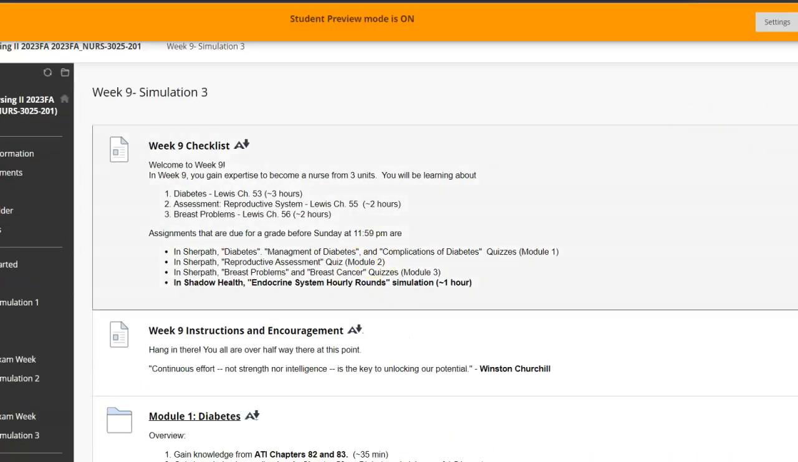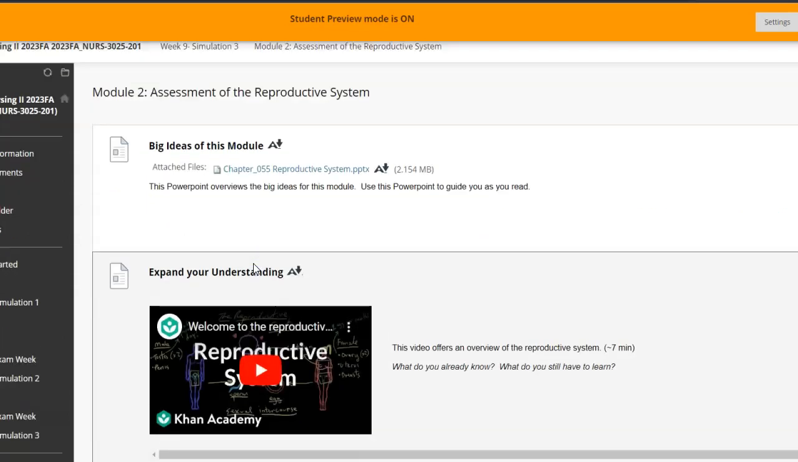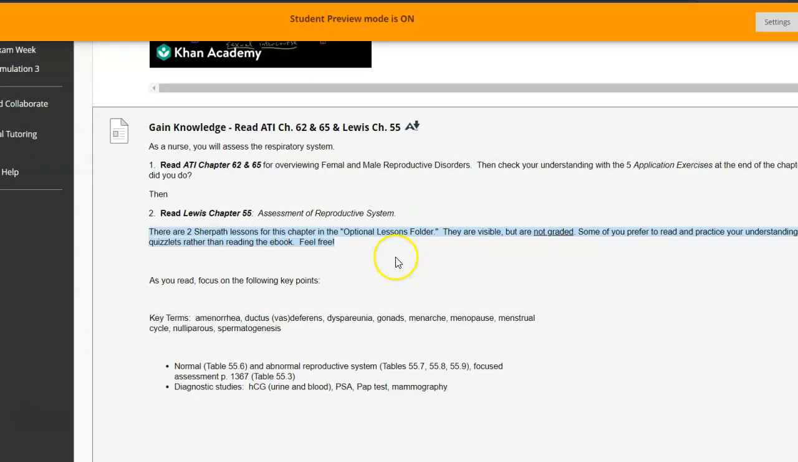So going into Module 2, that is the reproductive system, assessment of the reproductive system. Again, there is a PowerPoint posted here, which are the big ideas for the module. And then there is a video, and there I would like you to think, what do I already know and what do I still need to learn? And then we are going to be reading ATI, chapters 62 and 65, Lewis, chapter 55 this week.